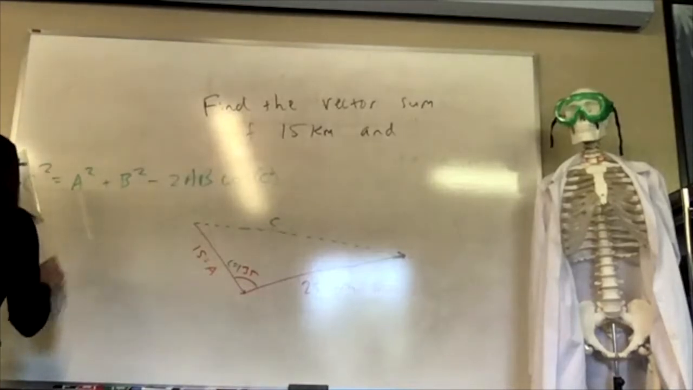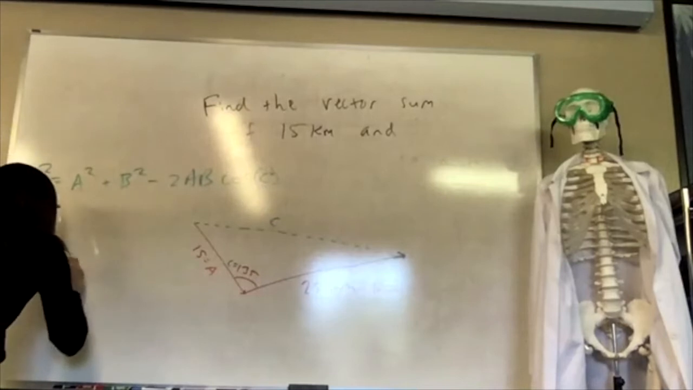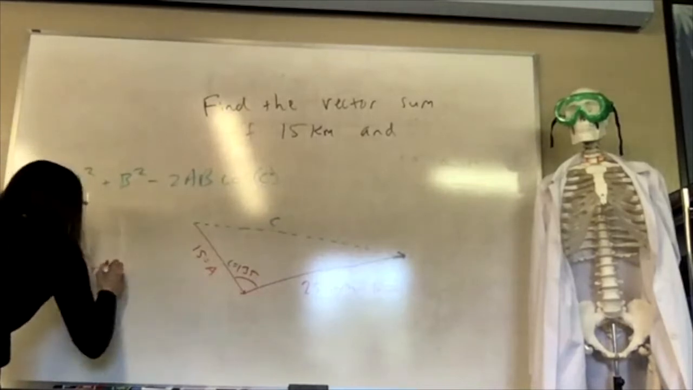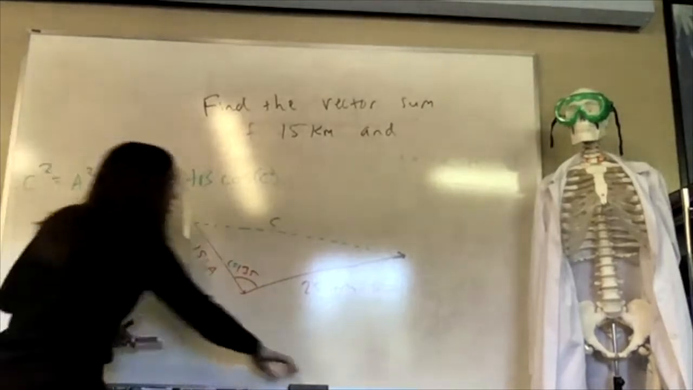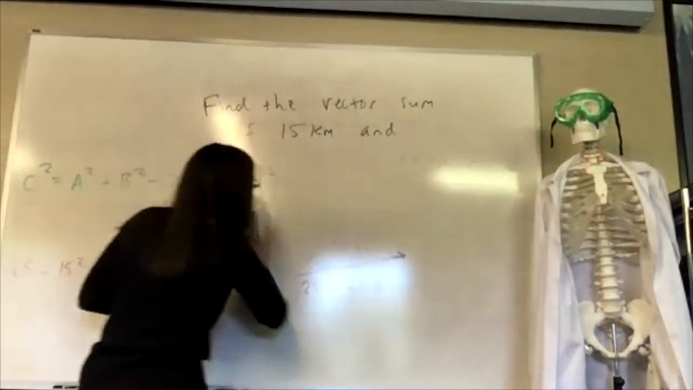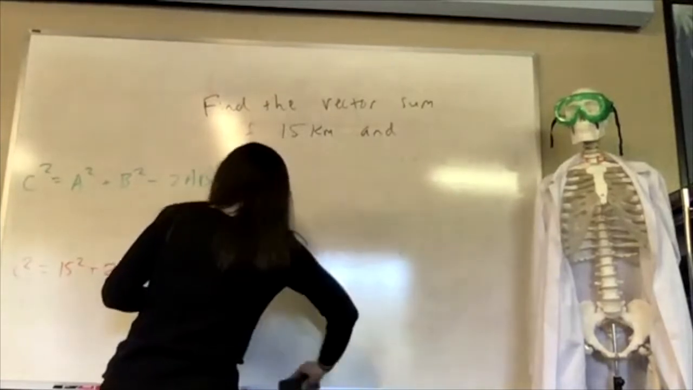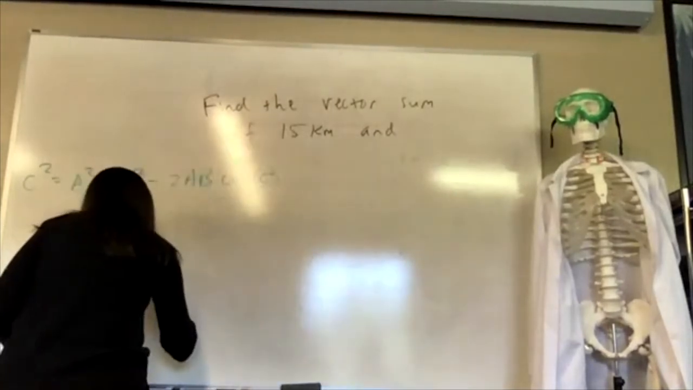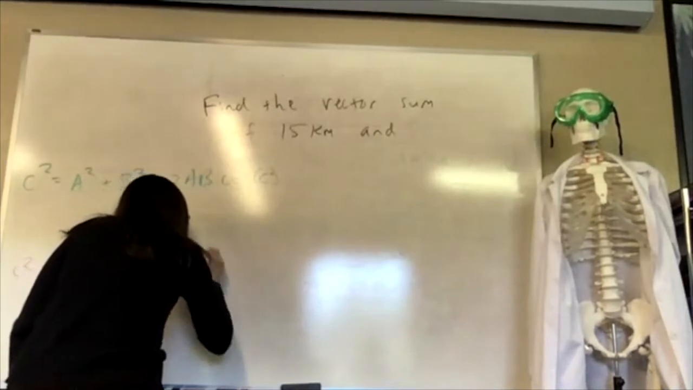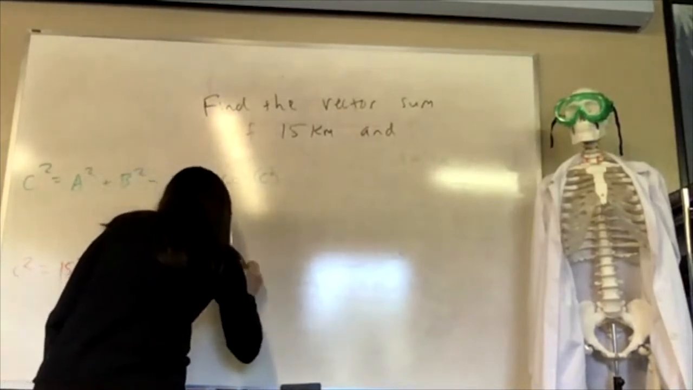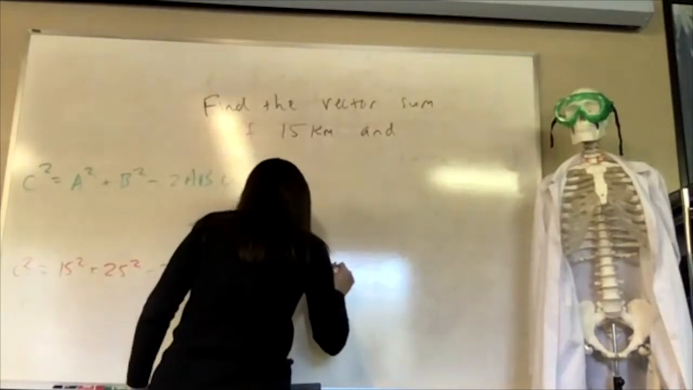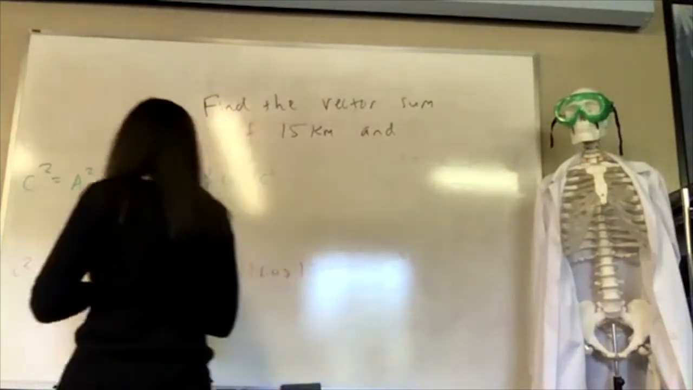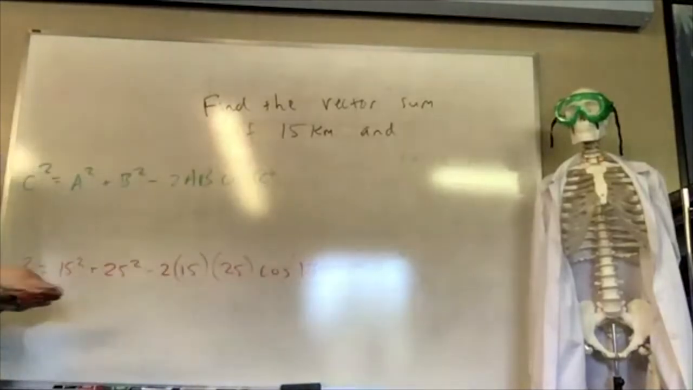So C squared equals A squared plus B squared minus 2AB times cosine of 135. So all we need to do is multiply this out, get the square root, and we get the answer.